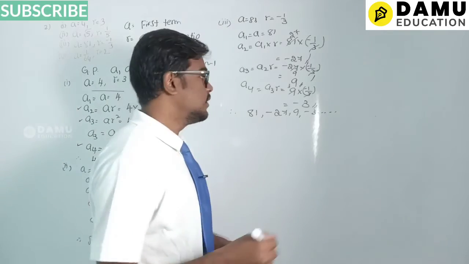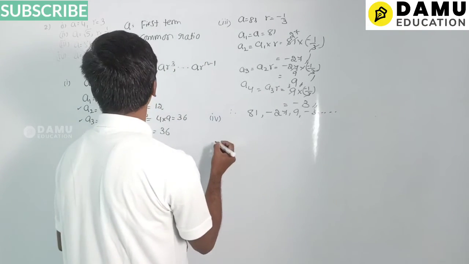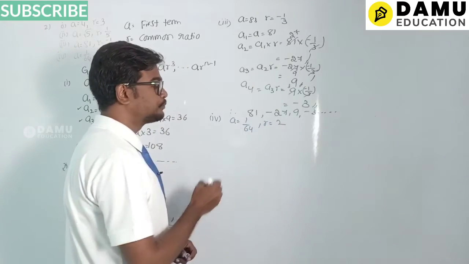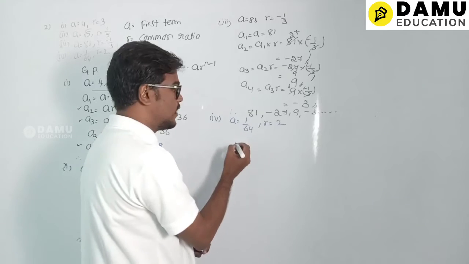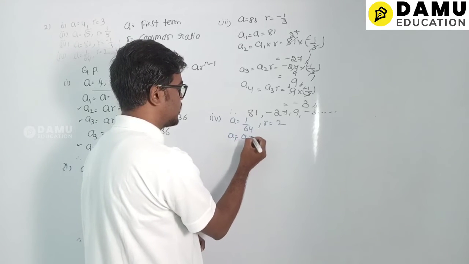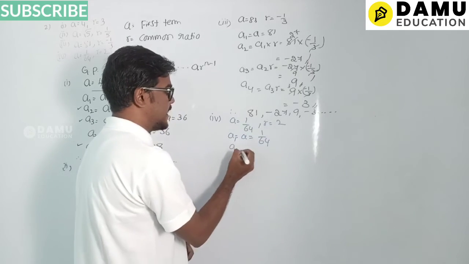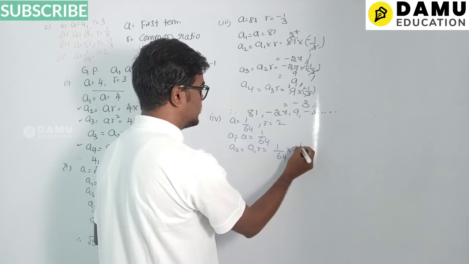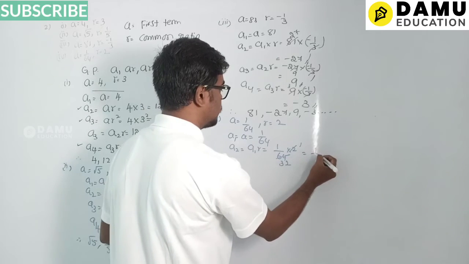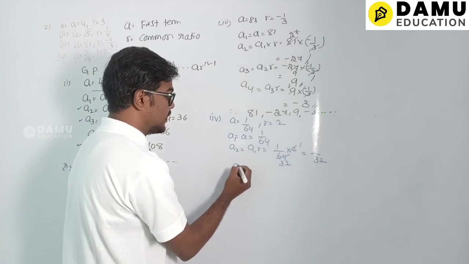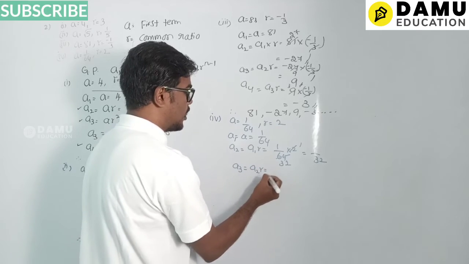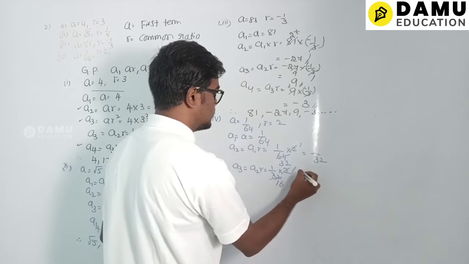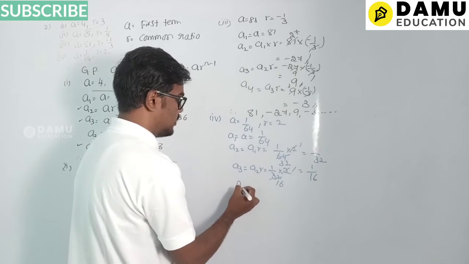Then what is the fourth one? The last one in this question. The fourth one is A equal to 1 by 64, then R is equal to 2. So what is the first term? 1 by 64. A1 is equal to A, which is 1 by 64. Then A2 will be equal to A1 into R. So 1 by 64 into 2, that is 1 by 32. Then A3 will be equal to A2 into R. A2 is 1 by 32 into R, so 2 16s are 32, so 1 by 16.